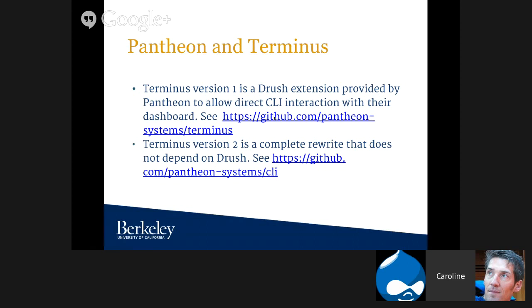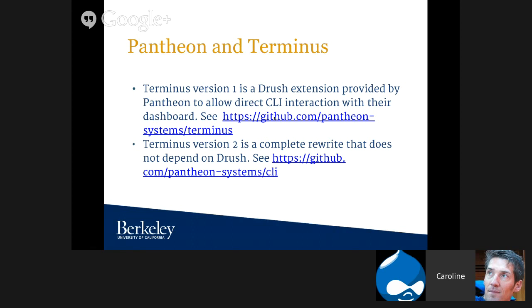And there's actually two versions of Terminus. Terminus version 1 is a Drush extension, which means you install it like any other Drush extension, you download it to your Drush directory, and it gives you Drush commands. And you may have seen some up there, a Drush p-site, Drush Pantheon site wake, Drush Pantheon site create. So that's been around for a while.